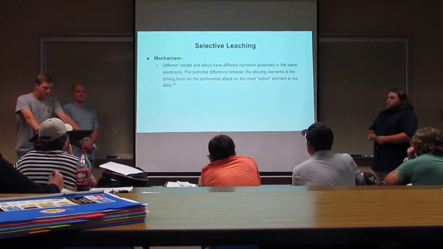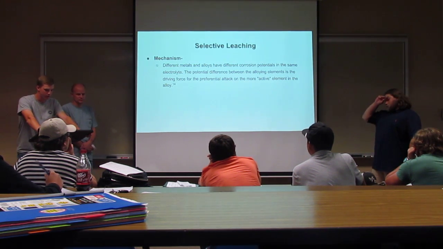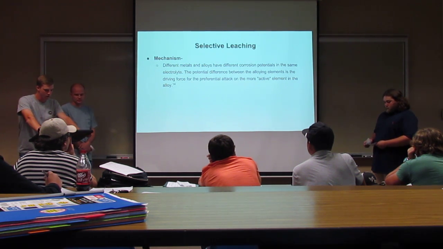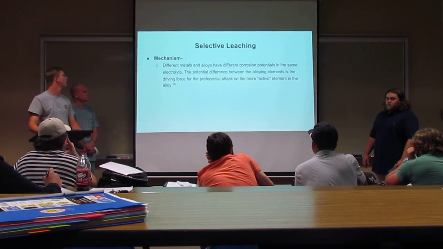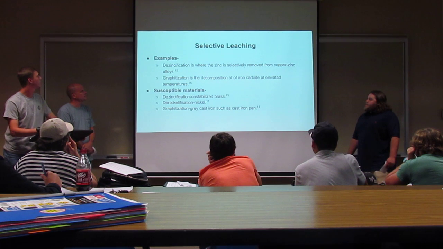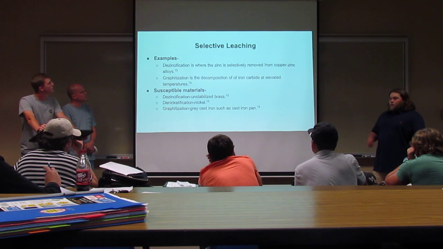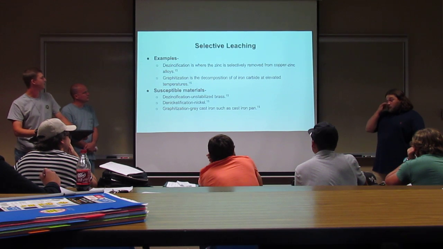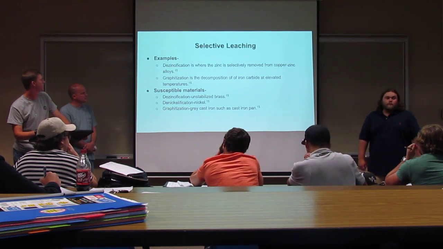Mechanism. Different metals and alloys have different corrosion potentials in the same electrolyte. The potential difference between the alloying elements is the driving force for the preferential attack on the more active element in the alloy. Examples: dezincification is where the zinc is selectively removed from copper-zinc alloys. Graphitization is the decomposition of iron carbide at elevated temperatures.